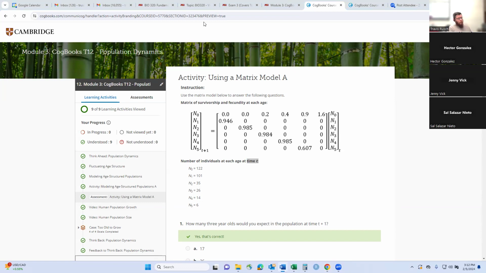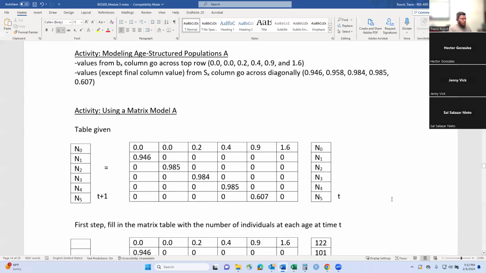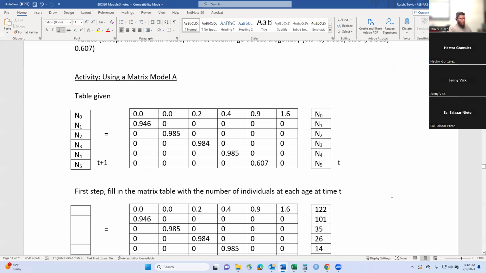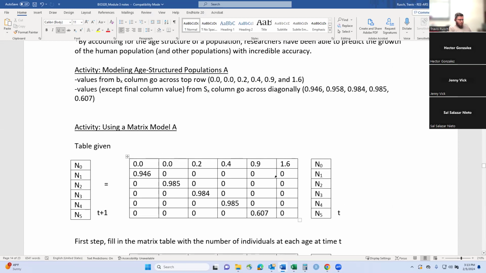Okay, good. Yes, you will be responsible for calculating this, because we have an activity and an example that show us a couple of ways to do it. But what I like to do is set it up a little differently. So this is the information that we're given.